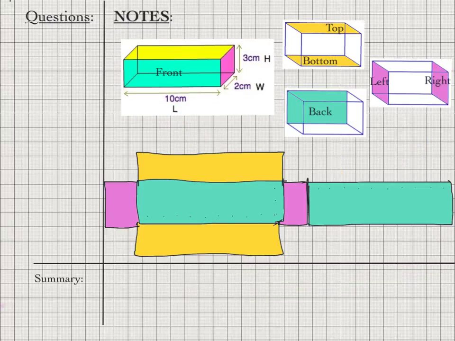So to finish up, we see that we have correctly drawn the top, bottom, matching top and bottom, matching right and left, and matching front and back.